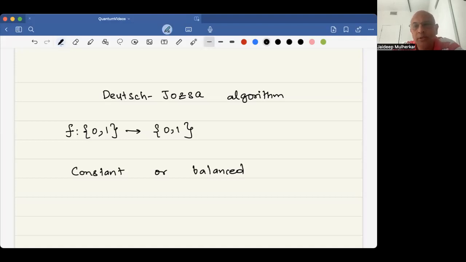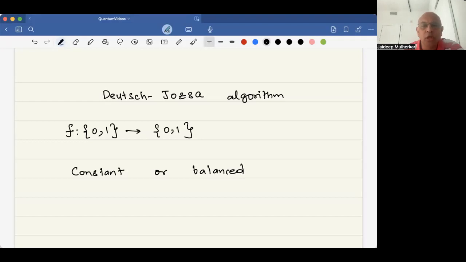Now, in the classical case, it requires a minimum of 2 queries to find this out. However, we saw that the Deutsch algorithm required only 1 query to a quantum oracle, which is a black box called U of f.